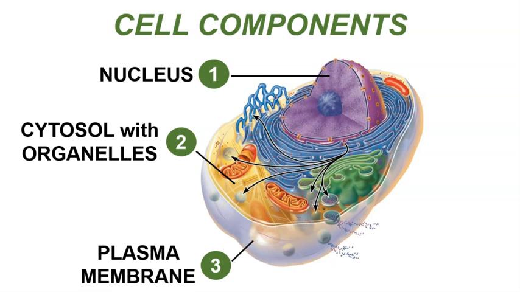And finally, the third component is the plasma membrane. So all cells have a lipid barrier, that's referred to as the plasma membrane, that surrounds the entirety of the cell. The plasma membrane is going to function to separate the cell interior from the cell exterior.